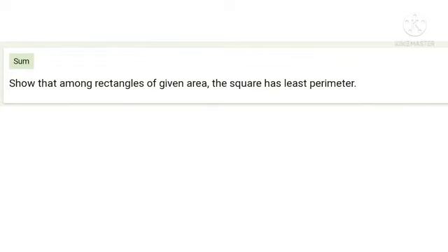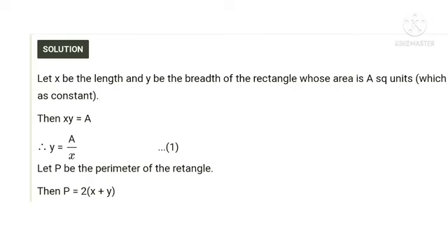See students, you had learned exercise 2.4 up to question number 18. Now we will see question number 20. Show that among rectangles of given area, the square has least perimeter. See, we suppose that let x be the length and y be the breadth of the rectangle, whose area is given by a, which is given as constant.